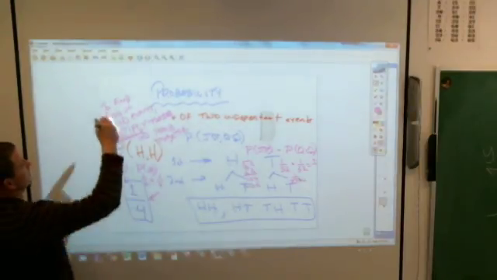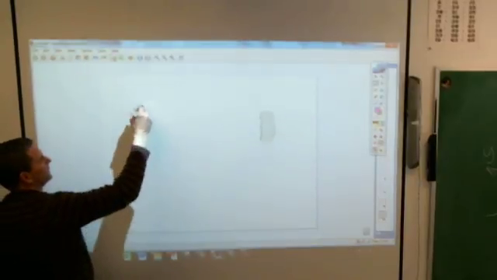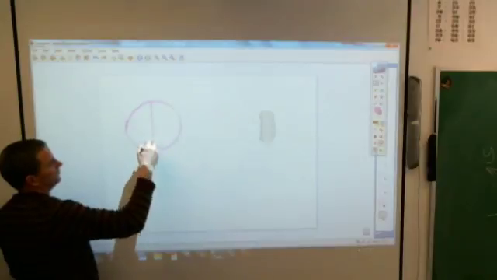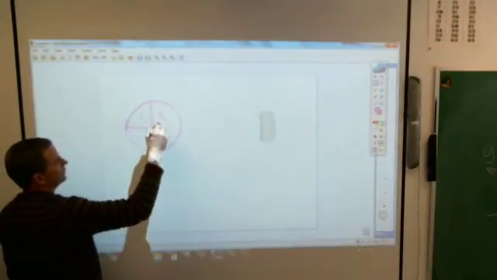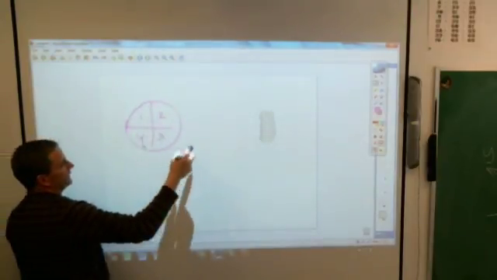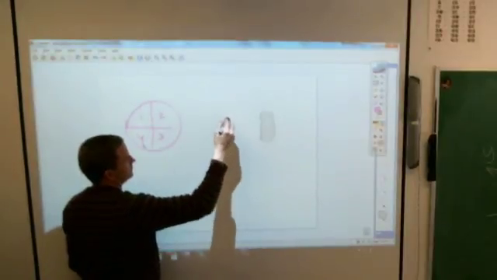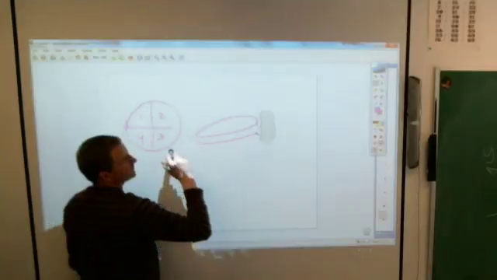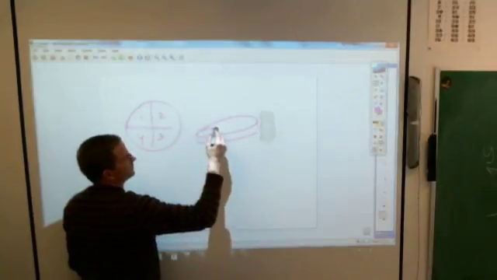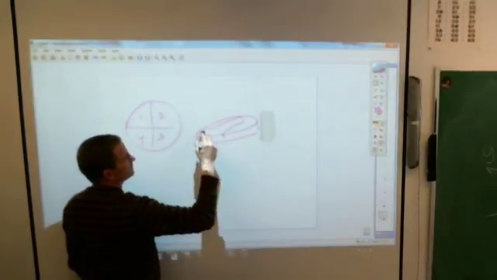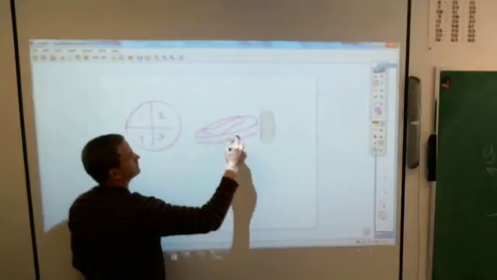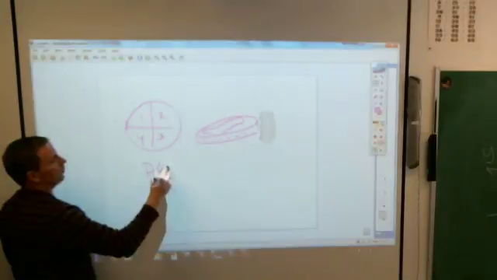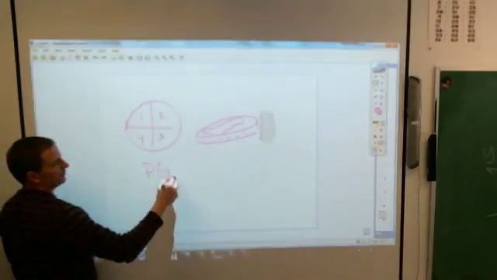How about this? Let's look at another one. Let's say you've got a spinner cut into 4 parts, 1, 2, 3, 4, and you have a coin that you're flipping. What would be the probability of spinning a 4 and then flipping a tail?